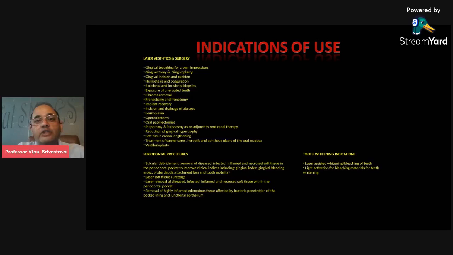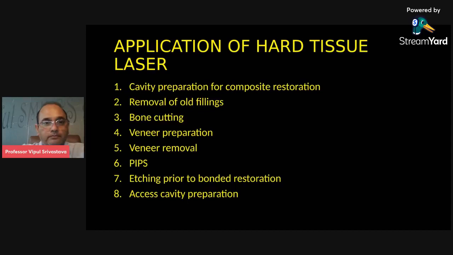Like with diode laser, one application is treatment of oral submucous fibrosis, also treatment of depigmentation. Besides this, there are hard tissue applications also. Hard tissue applications of lasers are cavity preparation for composite, removal of old filling, bone cutting, veneer preparation, veneer removal, photon induced photoacoustic streaming for endodontics, and etching prior to bonding restoration. I will be sharing some slides just to get an idea, and then later we can go into more details. Also access cavity preparation in endodontics. So these are hard tissue applications. I have just mentioned soft tissue applications before that. So almost 70-80 applications are FDA approved. We'll go one by one clinically.